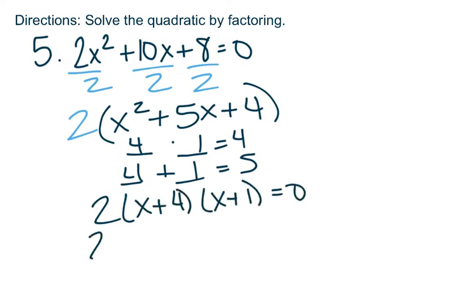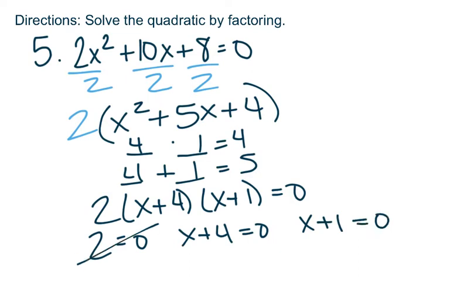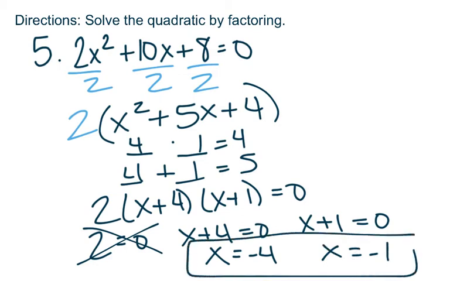And I'm going to take all of these, set them equal to 0. This one becomes -4. This one becomes a -1. Okay.